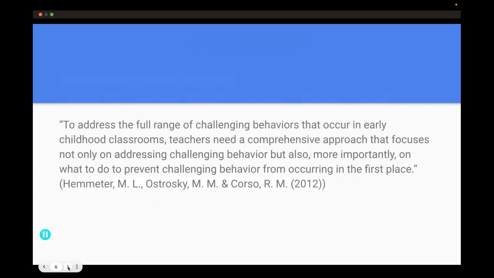To address the full range of challenging behaviors that occur in early childhood classrooms, teachers need a comprehensive approach that focuses not only on addressing challenging behavior, but also, more importantly, on what to do to prevent challenging behavior from occurring in the first place.